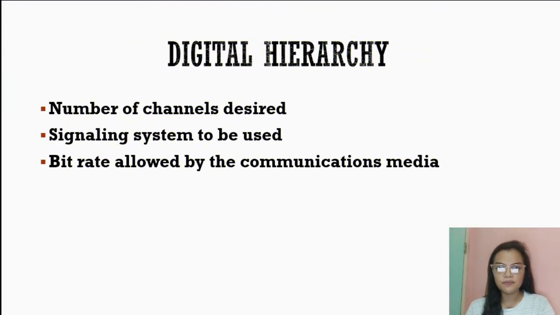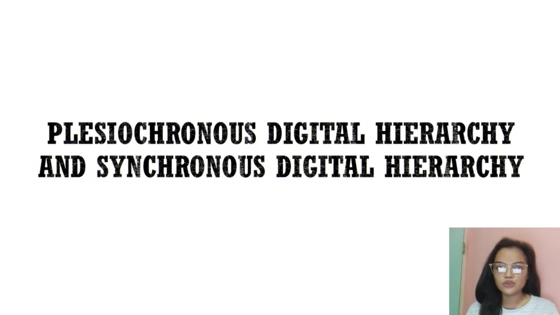A digital multiplex hierarchy is a hierarchy consisting of an ordered repetition of tandem digital multiplexers that produce signals of successively higher data rates at each level of the hierarchy. It may be implemented in many different configurations depending on the number of channels desired, the signaling system to be used, and the bitrate allowed by the communications media. There are two of the hierarchies, namely Plesiochronous digital hierarchy and the Synchronous digital hierarchy.